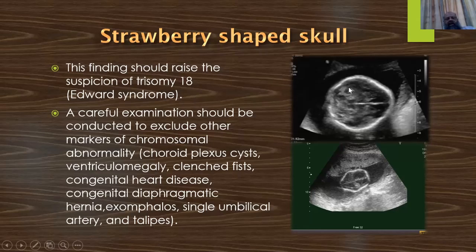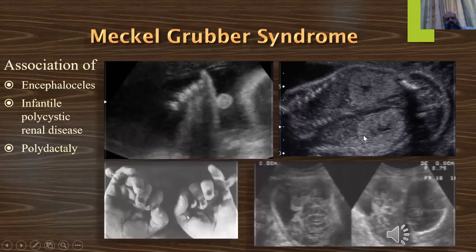The finding should raise the suspicion of trisomy 18, which is Edwards syndrome: tapering of the frontal bones, also called the lemon sign. In Meckel-Grubber syndrome, we get polydactyly, encephalocele, herniation of the brain matter through a defect in the posterior of the skull, and bilateral polycystic kidneys.